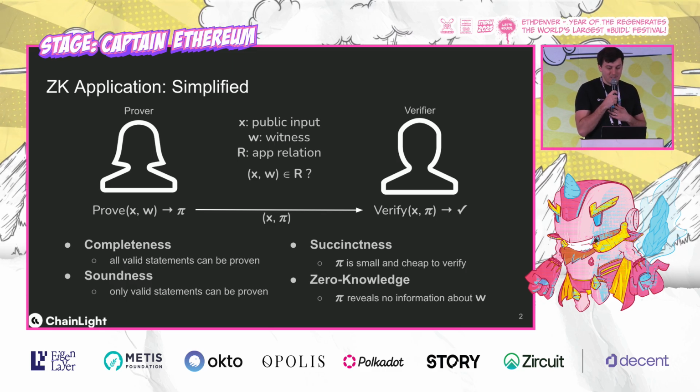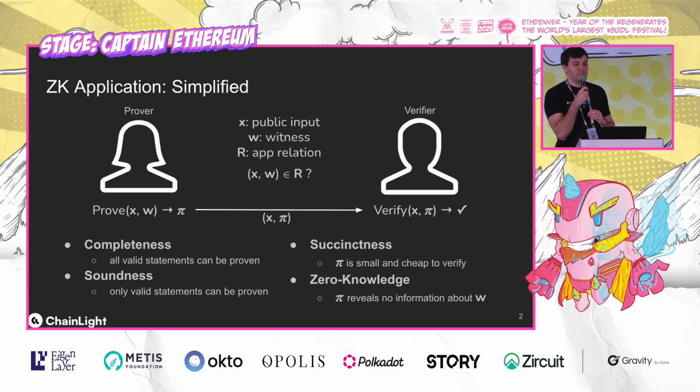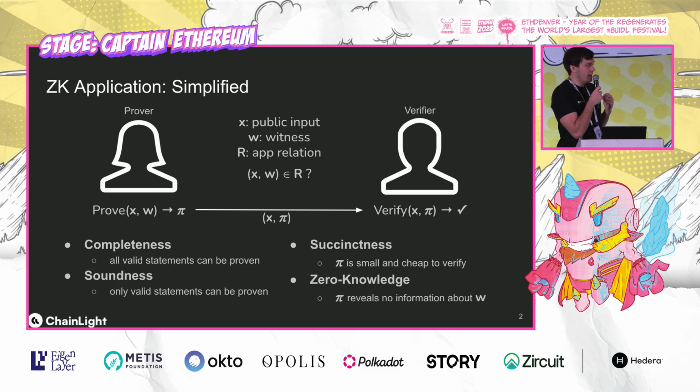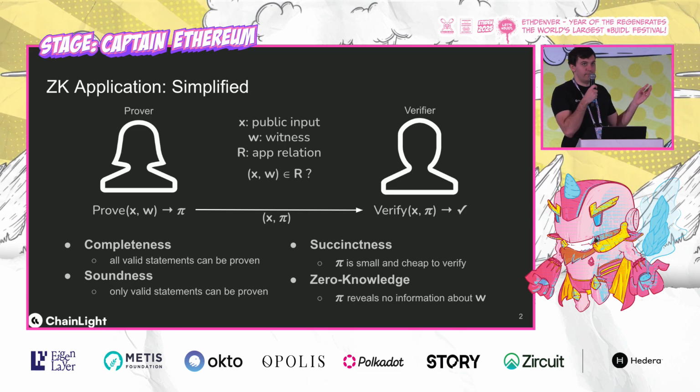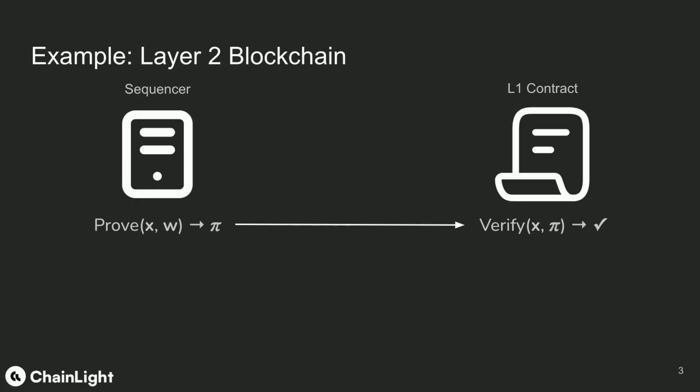The zero-knowledge property, of course, is where it derives the name, and it says that the proof doesn't reveal any unnecessary information about the witness. The witness is this data that the verifier doesn't see, and ideally they should not be able to recover any information about it other than exactly what is necessary for the proof.